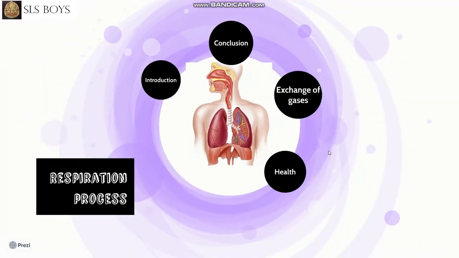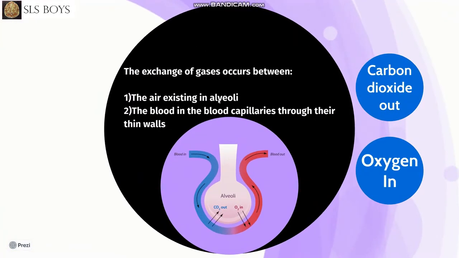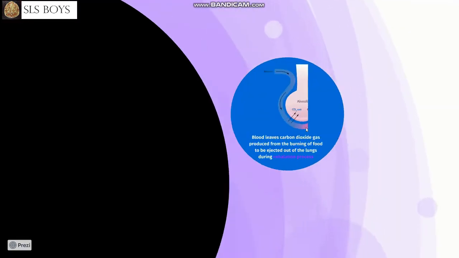Okay, so there is an exchange between these two gases and we have to know where that happens. It happens in the alveoli, where the air existing in the alveoli and the blood in the blood capillaries exchange through their thin walls. So the oxygen gas and carbon dioxide gas are transferred by the blood in the blood capillaries. So let's see what happens exactly.